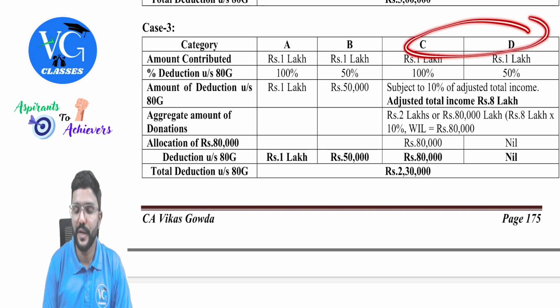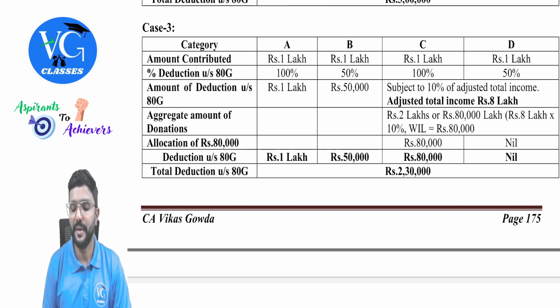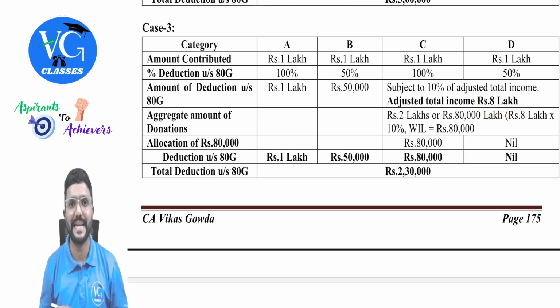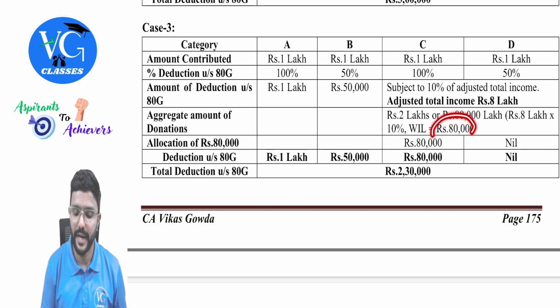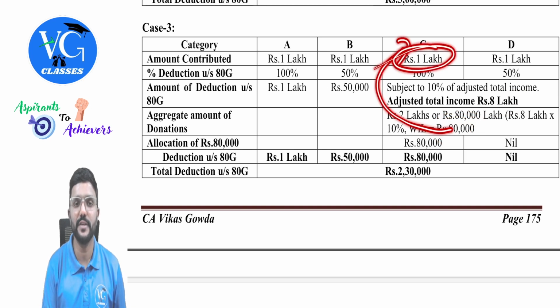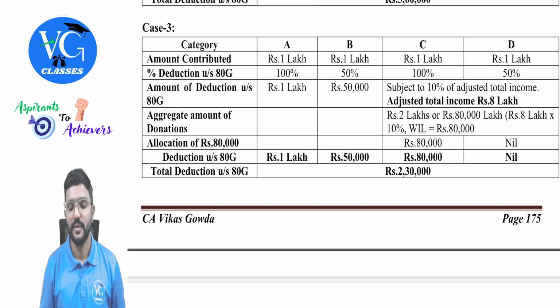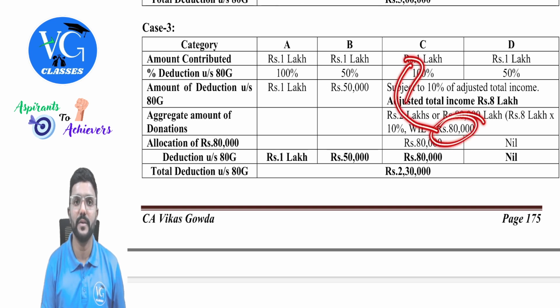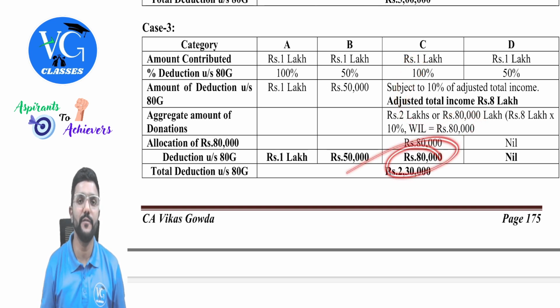So C and D put together, what is the total actual donations? 2 lakh. Compare that with 10% of 8 lakh, which is 80,000. Whichever is lower, guys, 80,000. So first allocate it to C. What is the actual donation for C? 1 lakh. So 80,000 is less than 1 lakh. So claim full. Claim full for C.